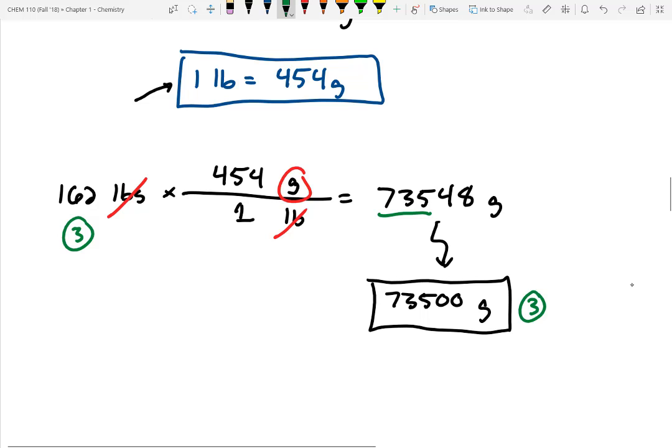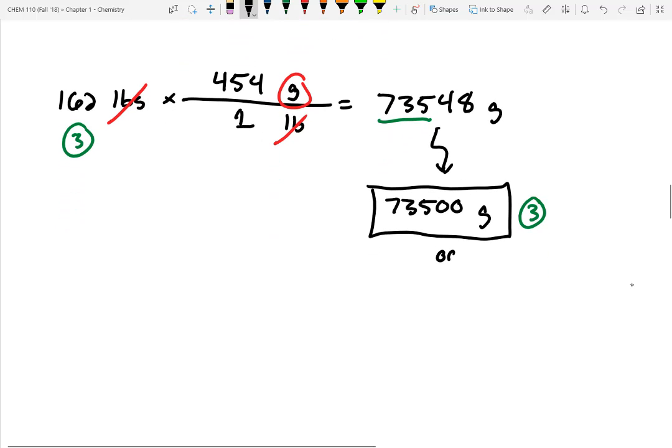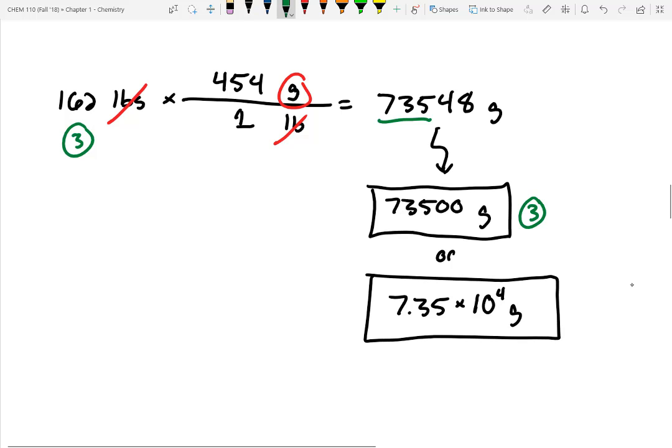Or we could write this in scientific notation. And it would be 7.35 times 10 to the what power? If you remember, we can take this imaginary decimal point and move it over how many spots? 4, exactly. So we could say 10 to the 4th grams. Either way, this gives us an answer with the appropriate number of sig figs.